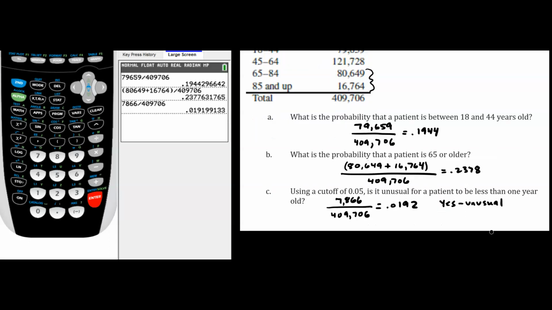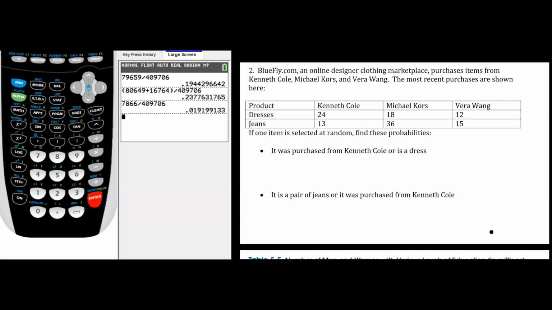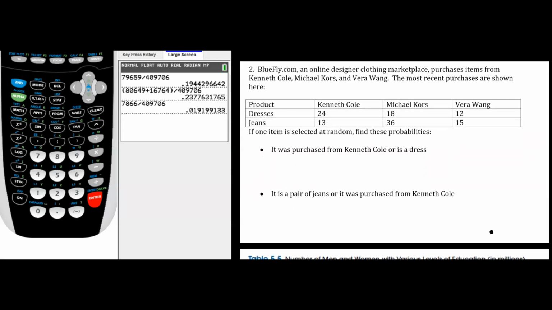Okay, let's take a look at the next question. This next one involves the concept of the probability of one thing or another. So it says, Bluefly.com, an online designer clothing marketplace, purchases items from Kenneth Cole, Michael Kors, and Vera Wang. The most recent purchases are shown here. So we've got it all listed in the table. And then the question is, if one item is selected at random, let's find the following probabilities. First, let's find the probability that it was purchased from Kenneth Cole or is a dress.